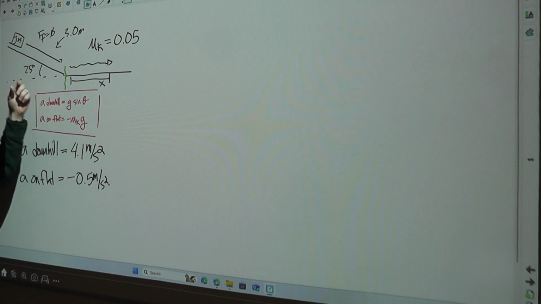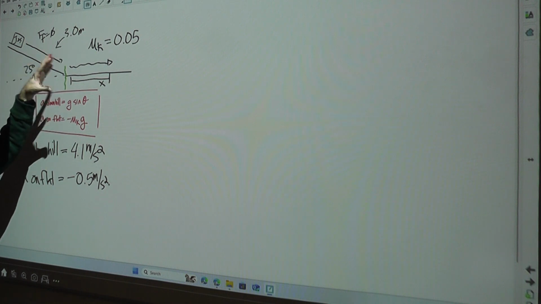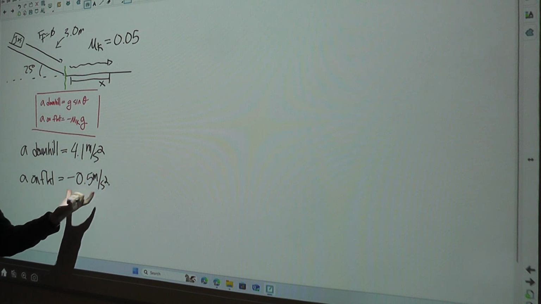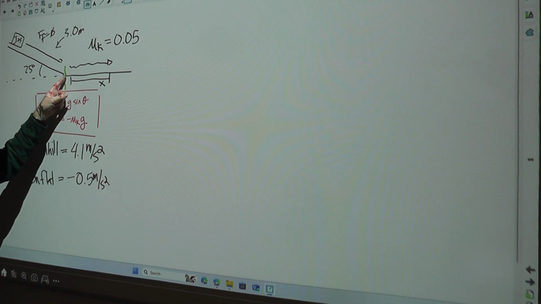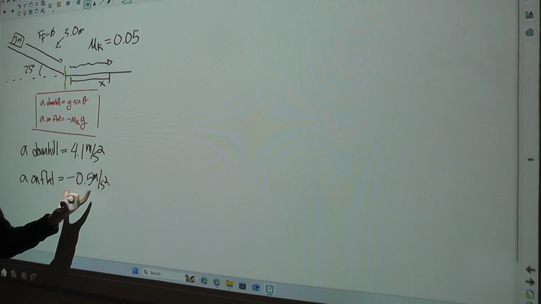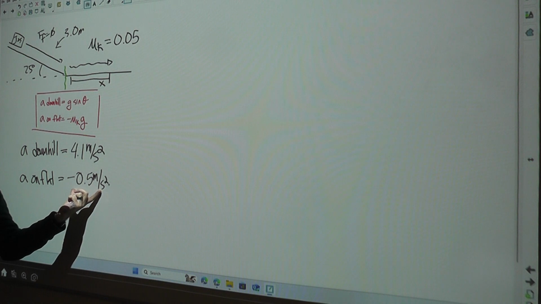Friction is to the left. So there's going to be a constant force to the left causing this constant acceleration. What does that tell us about speed? That tells us that after 1 second, Josh and the sled will be moving about 0.5 meters per second slower than they were at the start.